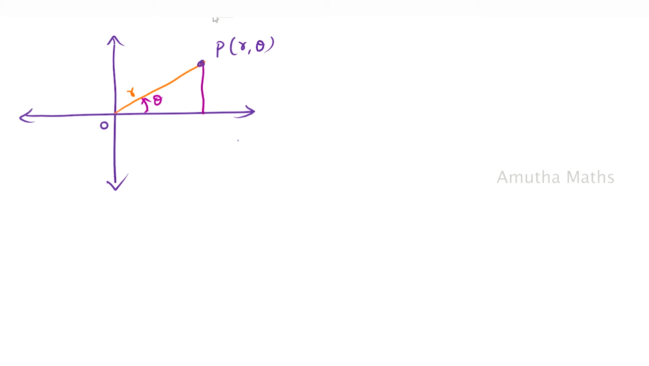Now you draw the perpendicular from P to the x axis. This is real axis, this is imaginary axis. Now you take this point as Q. Now let this distance be x and let this distance be y. Right now I am going to express this r in terms of x and y and this theta also in terms of x and y.